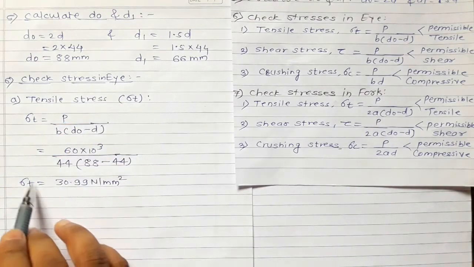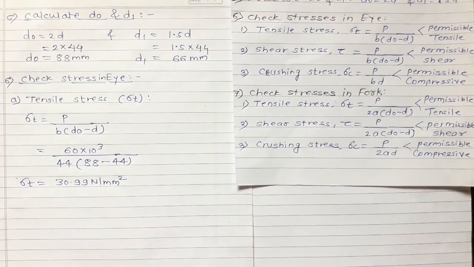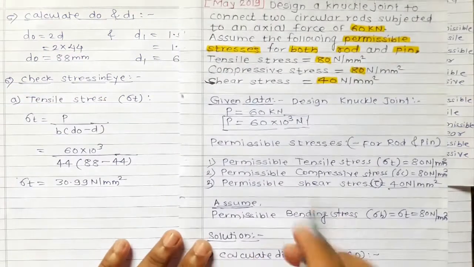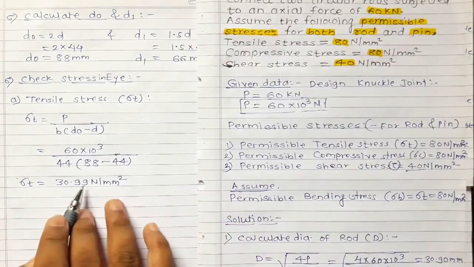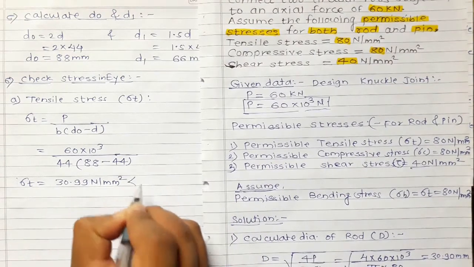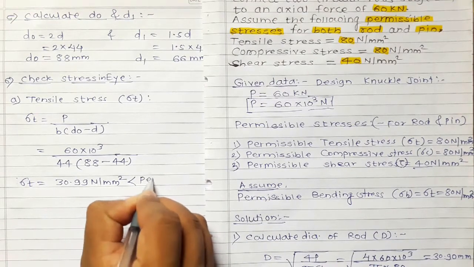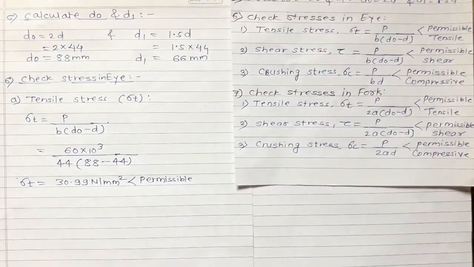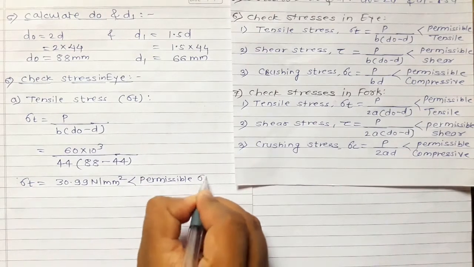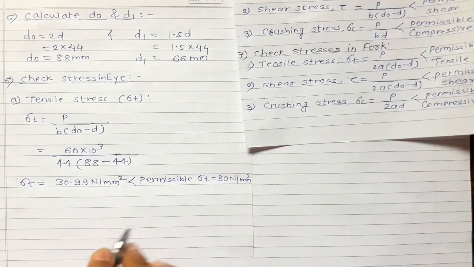In this step we have to check the stress in the I. That means we have to compare this value of induced tensile stress with the permissible tensile stress, and we know that the permissible tensile stress is 80 Newton per mm square. So this induced tensile stress is less than the permissible tensile stress, therefore design is safe. We write: less than permissible sigma t equal to 80 Newton per mm square, and therefore design is safe.